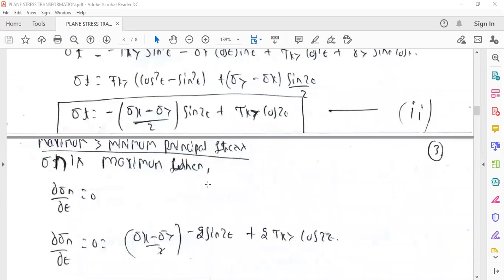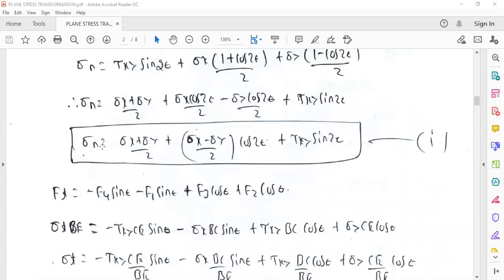Okay. Now we have done this. I know the expression for sigma n, given by sigma x plus sigma y by 2 plus sigma x minus sigma y by 2 cos 2 theta plus tau xy sin 2 theta.